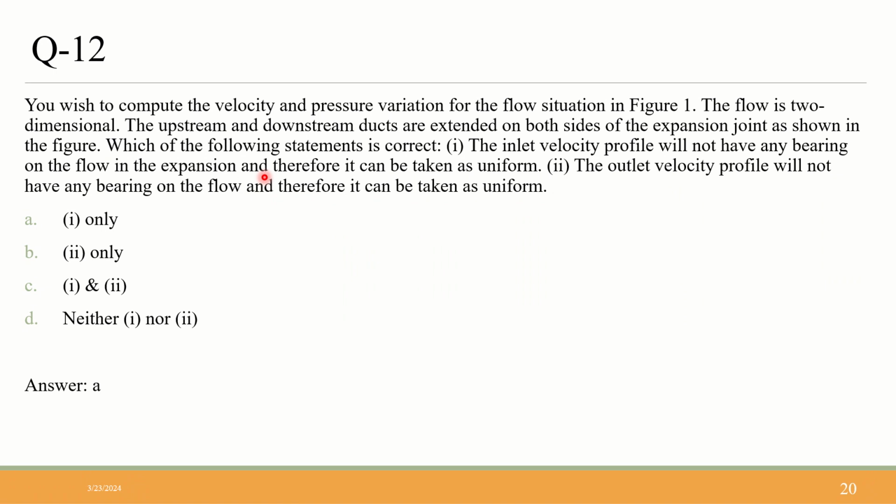Whereas in the second statement, it is mentioned that the outlet velocity profile will not have any bearing on the flow and therefore it can be taken as uniform. That is false because here we are dealing with the expansion section. The flow is expanding, it is diverging. Therefore, the velocity is changing with respect to position as well as time.